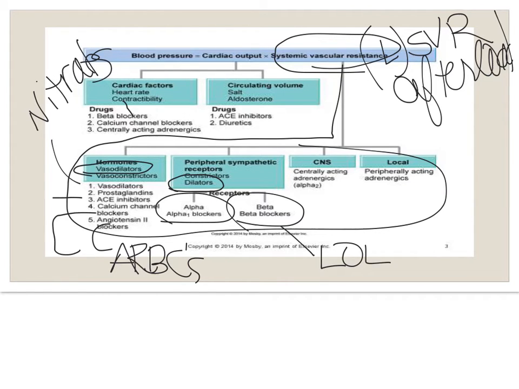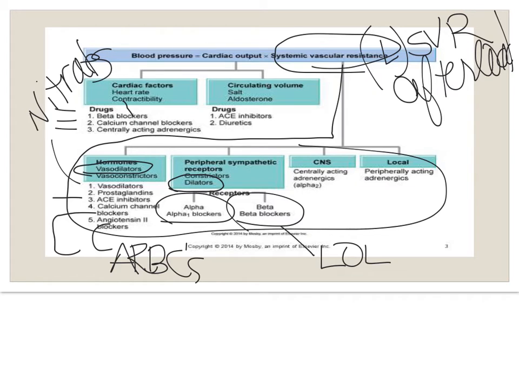Then we get into the actual cardiac output. Cardiac output is made up of different things going on. Those include the heart rate and contractility. Drugs that affect the heart rate and contractility are your beta blockers, your calcium channel blockers, and your centrally acting adrenergics. You can see that some drugs actually fit into more than one category.